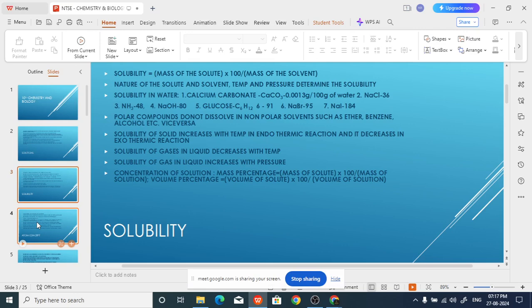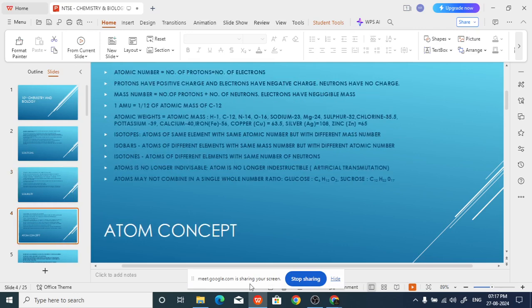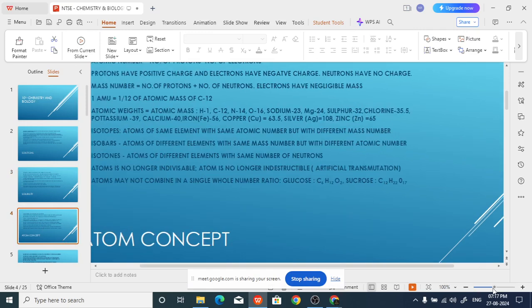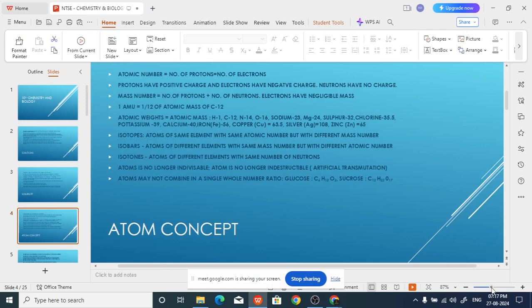Right. Then let us look at atom. Atom is one chapter in your book. You must have studied it in your small classes. An atom has a nucleus, and you have electrons doing rounds around the nucleus. In the nucleus, you have protons and neutrons. So atomic number is equal to number of protons, which is equal to number of electrons.